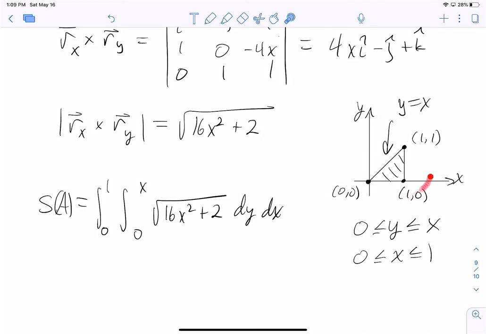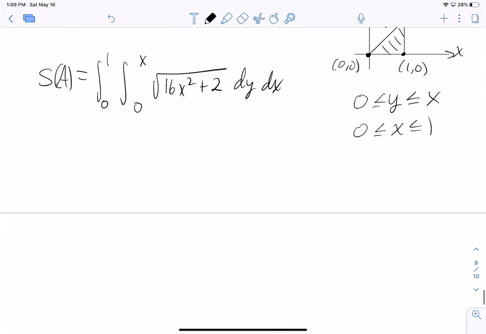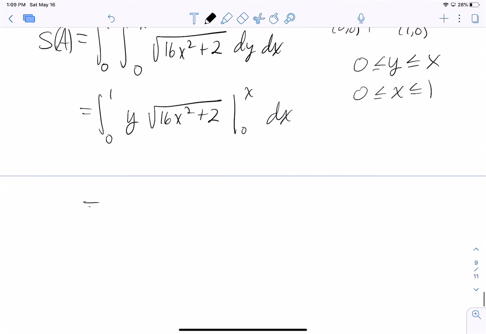Now, based on the region D, we could have set this up as dx dy. However, that would cause a problem for our integral. It'd be difficult to integrate the square root of 16x squared plus 2. You could use a trig substitution, but by using this order of integration, we now have the integral from 0 to 1 of y times the square root of 16x squared plus 2 as y goes from 0 to x, dx. And so we end up with the integral from 0 to 1 of x times the square root of 16x squared plus 2 dx.